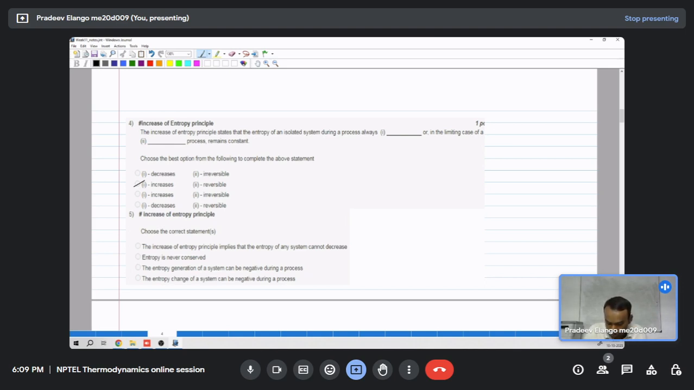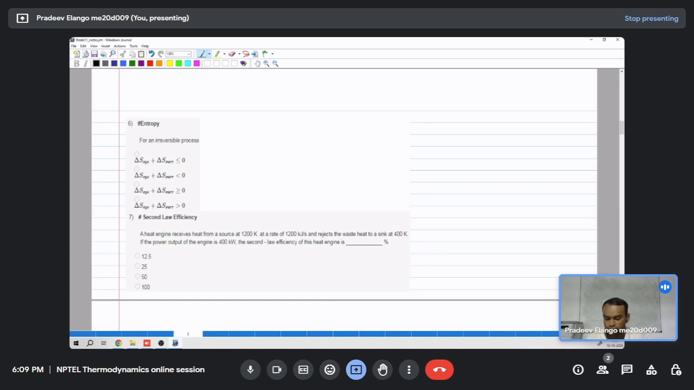Fifth question, choose the correct statements. The increase of entropy principle implies that the entropy of any system cannot decrease. Entropy is never conserved. The entropy generation of a system can be negative during a process. The entropy change of a system can be negative during a process. So option 4 is right. Entropy change of a system can be negative during a process.